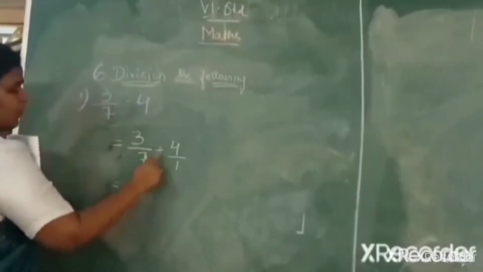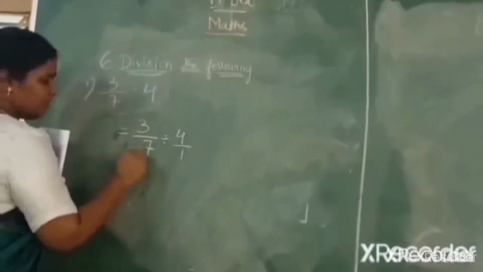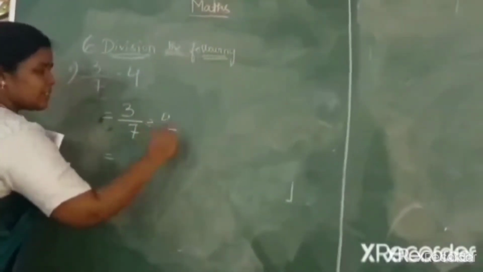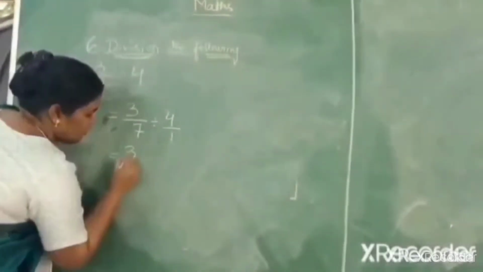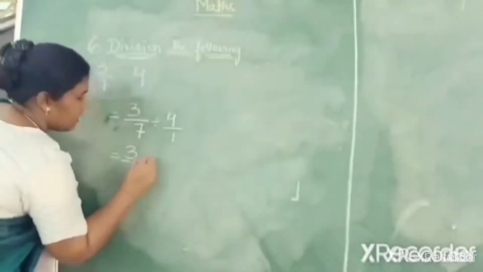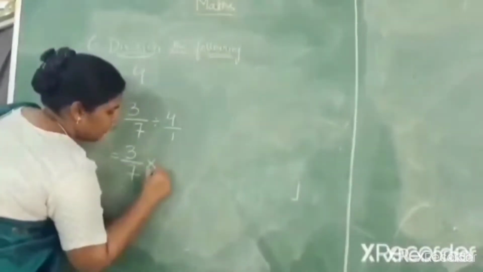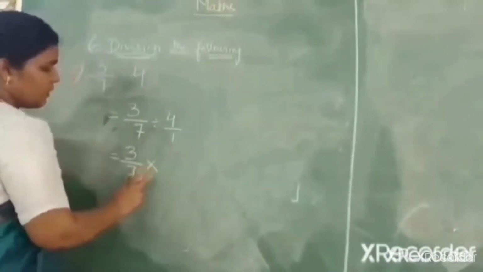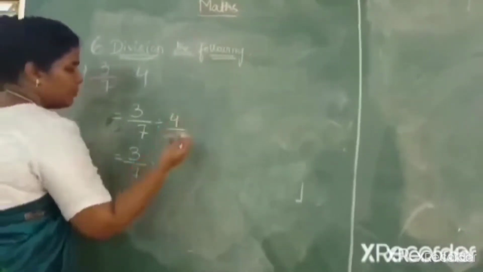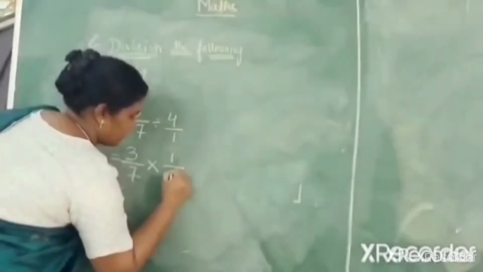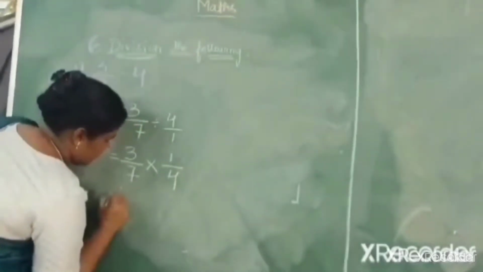Before division, the fraction will be the same. After division only, we should convert to the reciprocal. Okay, so 3 by 7, and division will turn into multiplication. While turning division into multiplication, the numerator will go to the denominator and the denominator will go to the numerator. So 1 by 4.